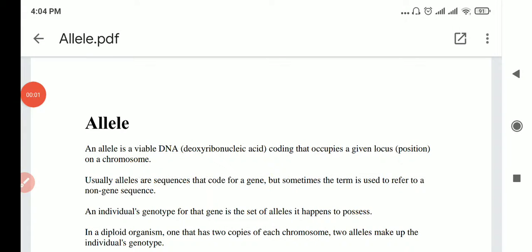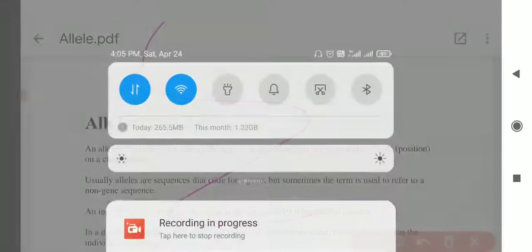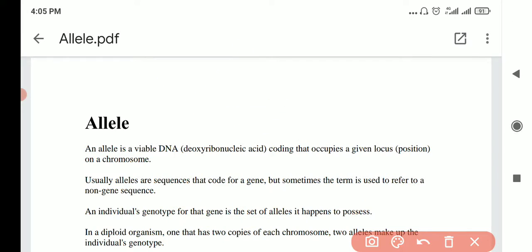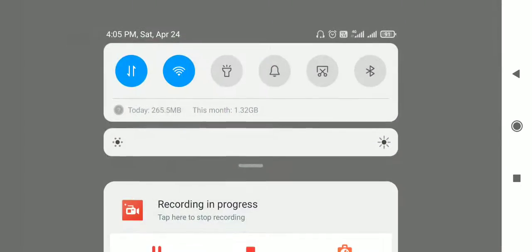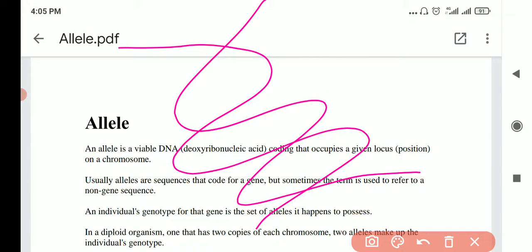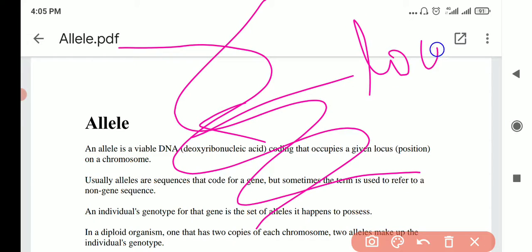Now in the previous video, you understood what is a locus, what is a gene, what is an allele. Now this is another note on allele, just in case it comes. So DNA, you know, it is a deoxyribose nucleic acid, right? The structure is like this, right? And then where the allele is, it is on the DNA. Where is the allele? It's on the DNA. Then where is it located? It's on a given locus.